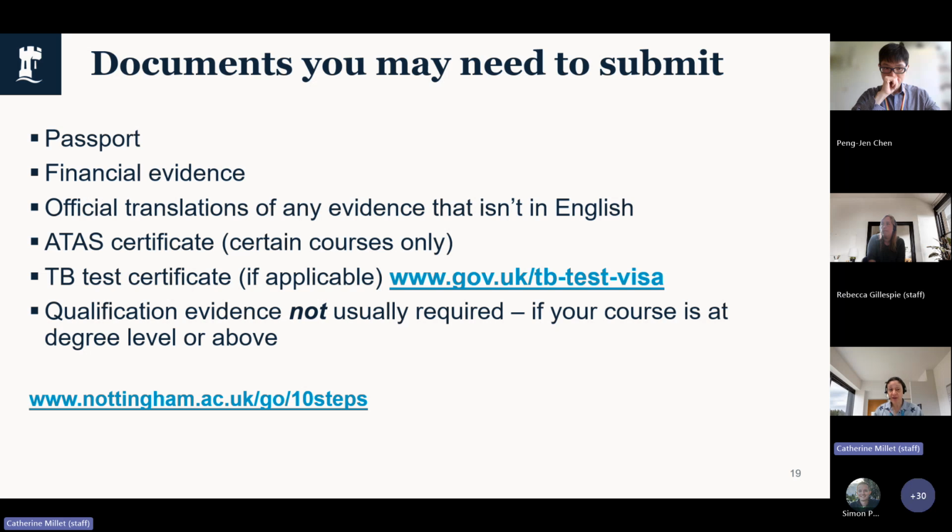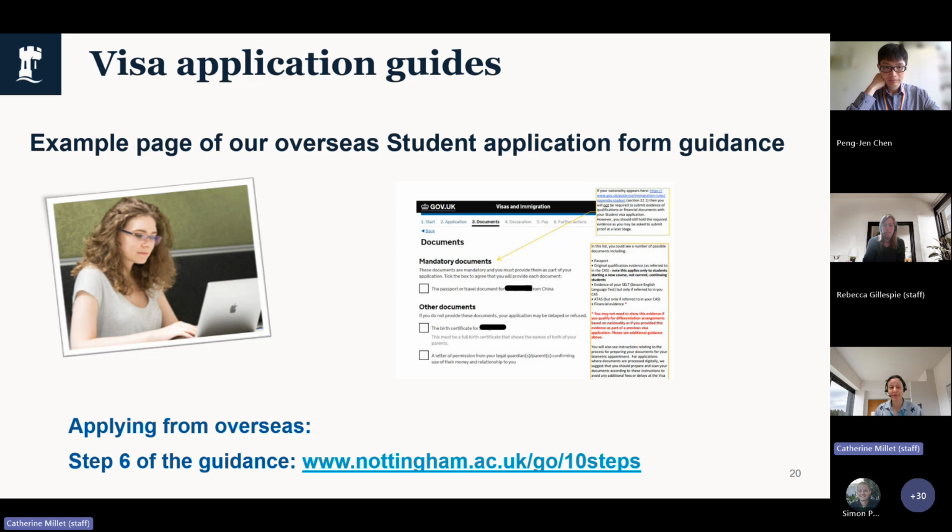In terms of qualification evidence, this is not usually required for people who are doing a course or applying for a visa to do a course at degree level or above. And because the University of Nottingham is a higher education provider with a track record of compliance, UKVI do not usually require these documents to be submitted with the application. So as you can see, fairly short list of other things that you need to prepare, but just check that these apply to you or not, and prepare them accordingly.